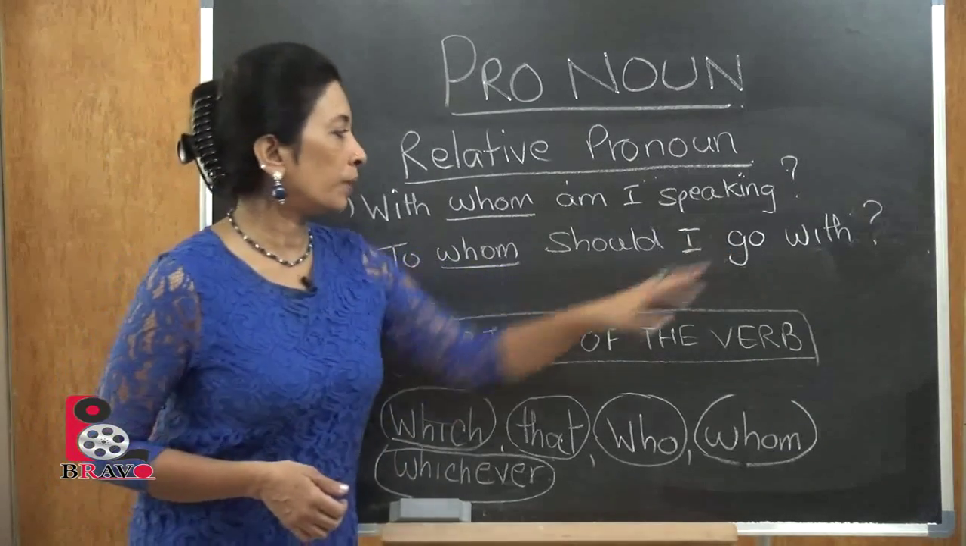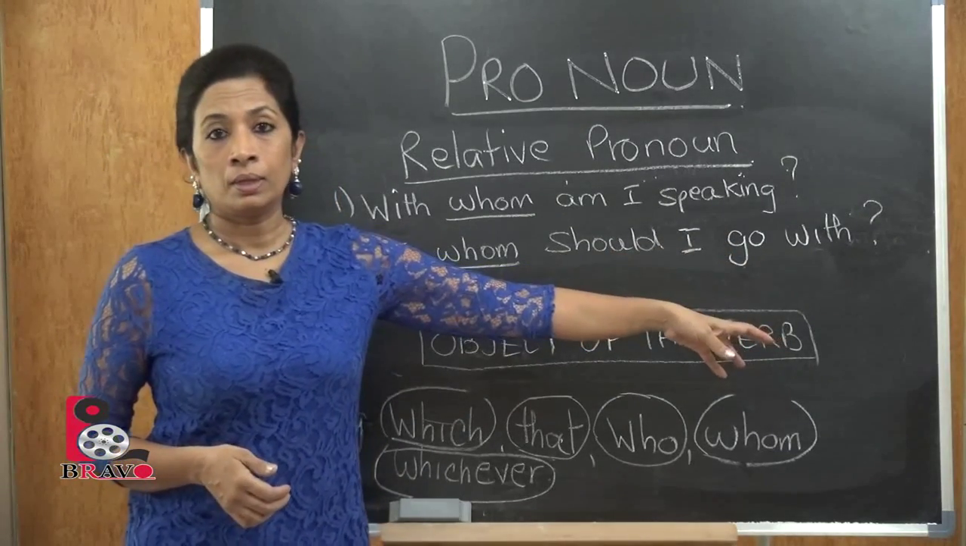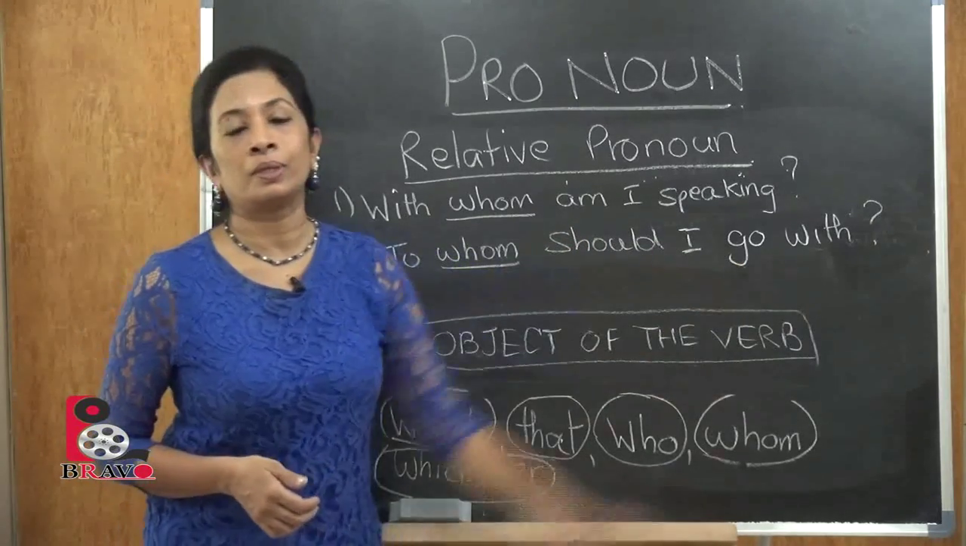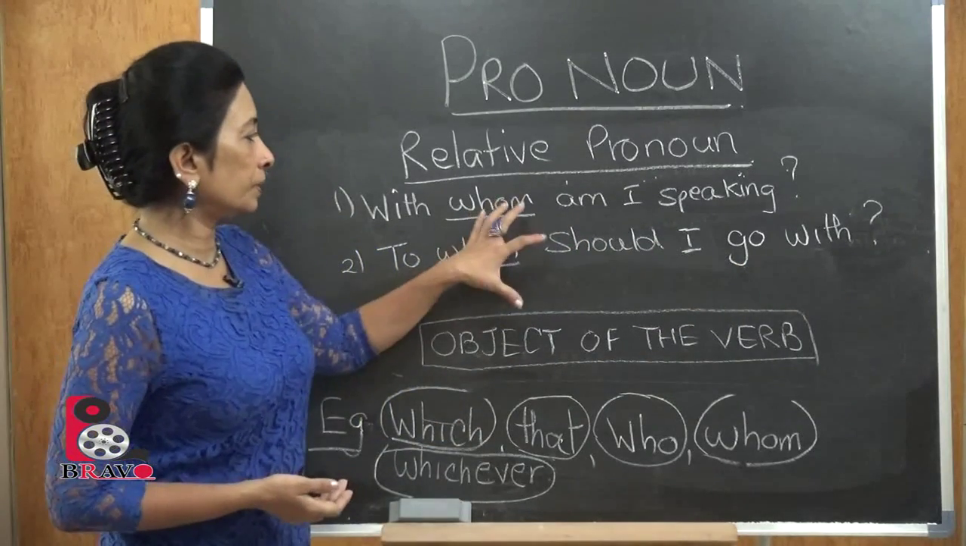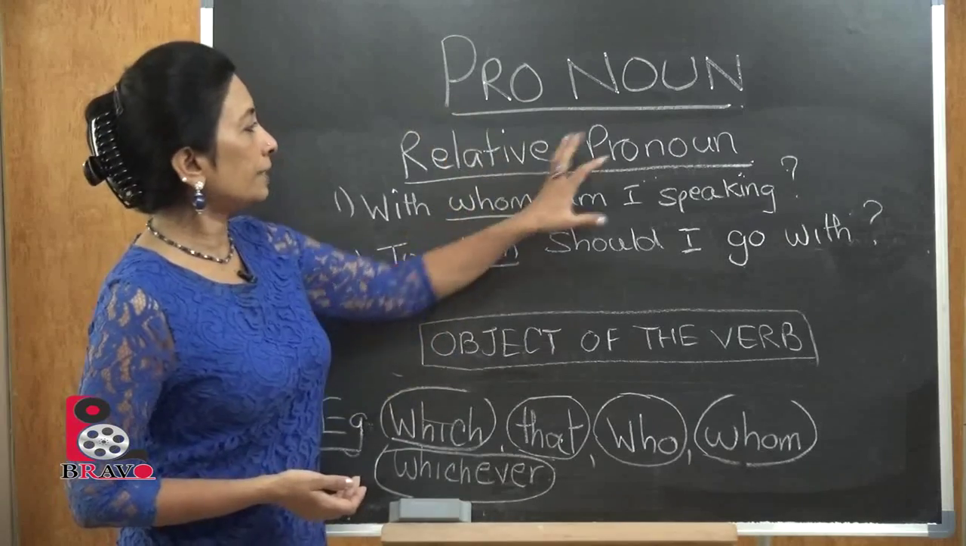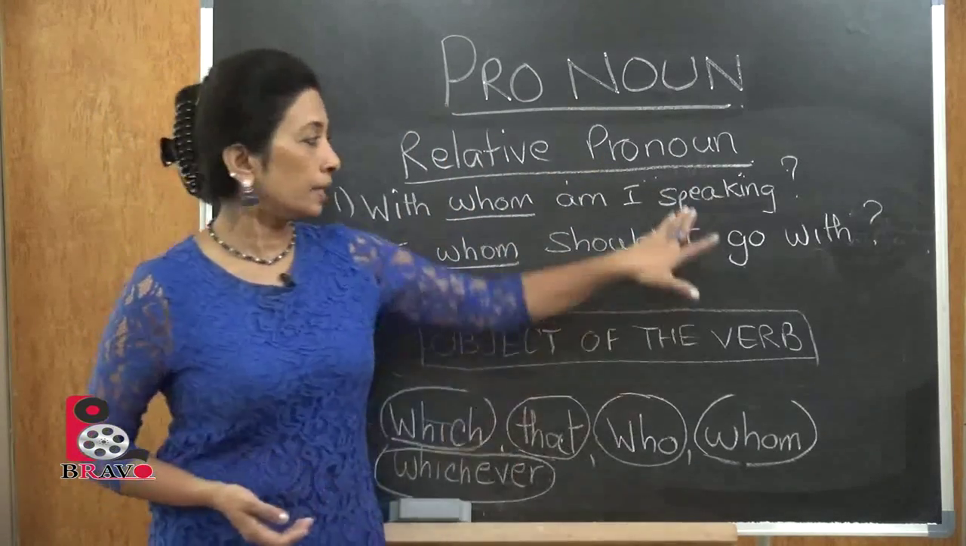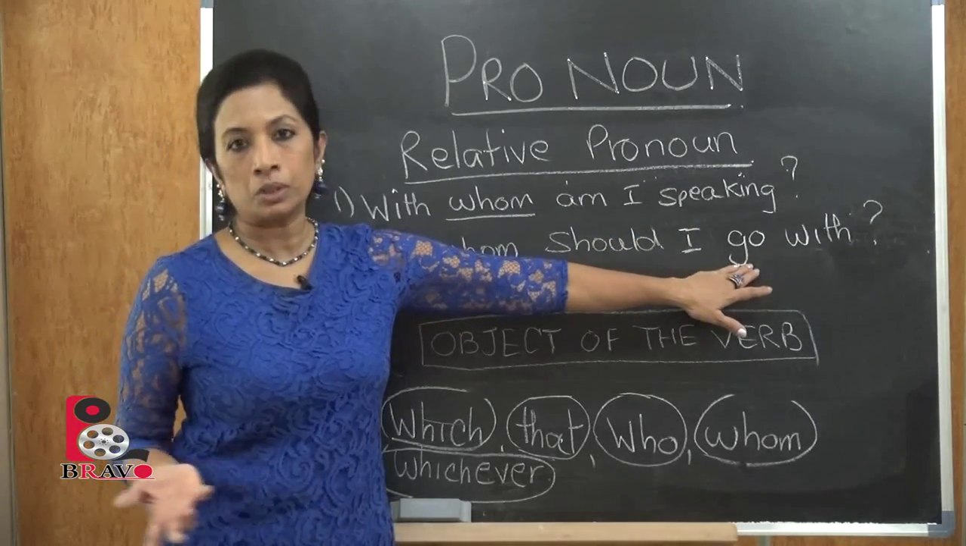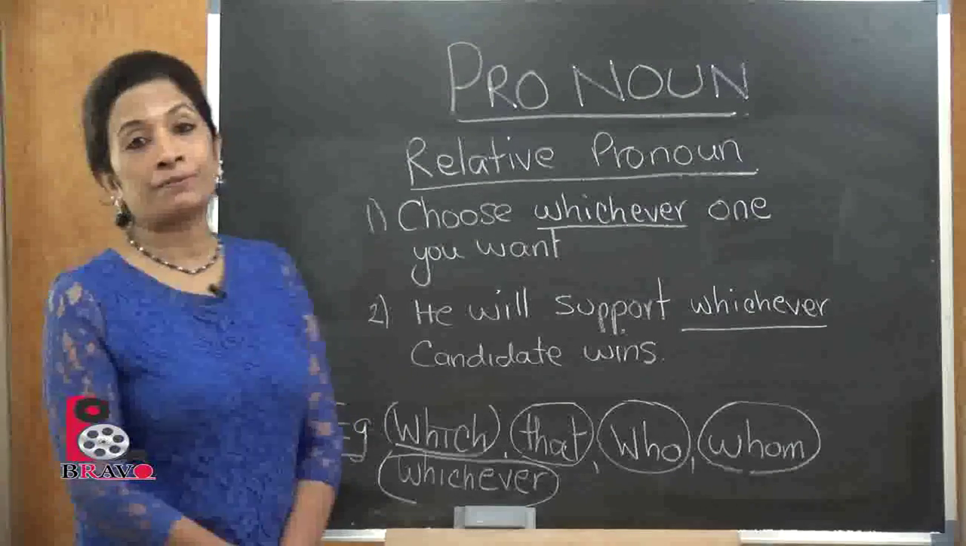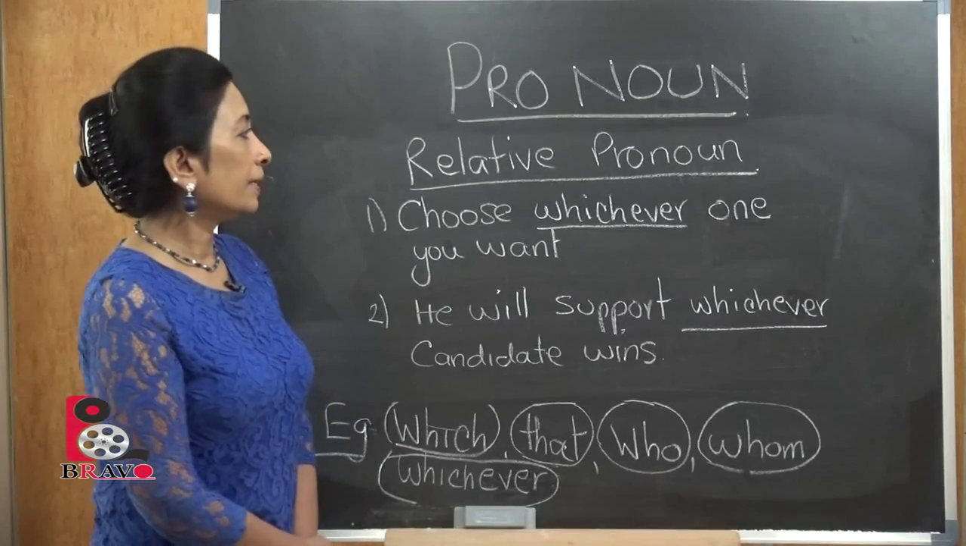To whom should I go with? Who do I go with? But here, to whom should I go with? Very formally. So the whom is the relative pronoun to enhance the object of the verb, speaking, and going. Okay, now whichever is our last relative pronoun.